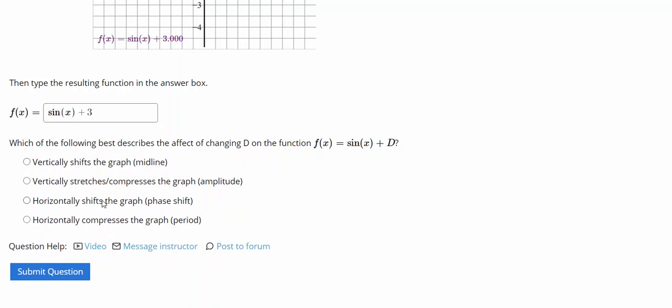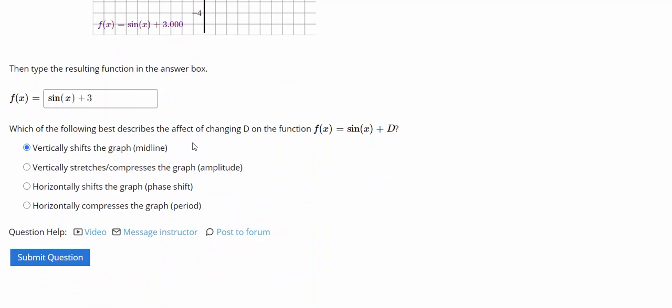Okay, and then just kind of explain what you think it is. So which of the following best describes the effect of changing D on this function? It vertically shifts the graph or the midline, or it vertically stretches or compresses the graph. Yeah, I'm thinking this one, right? They're vertically shifting the whole thing up. Okay, that's pretty much it.